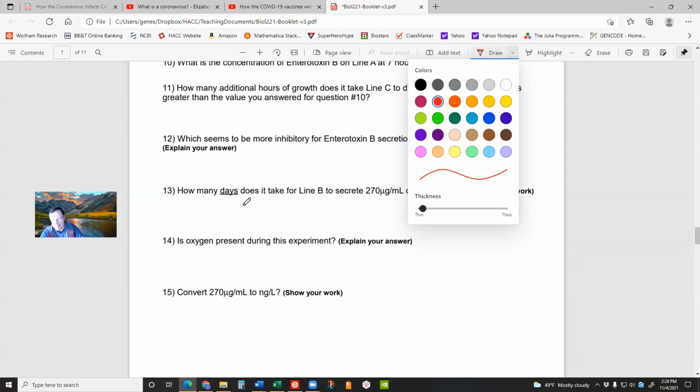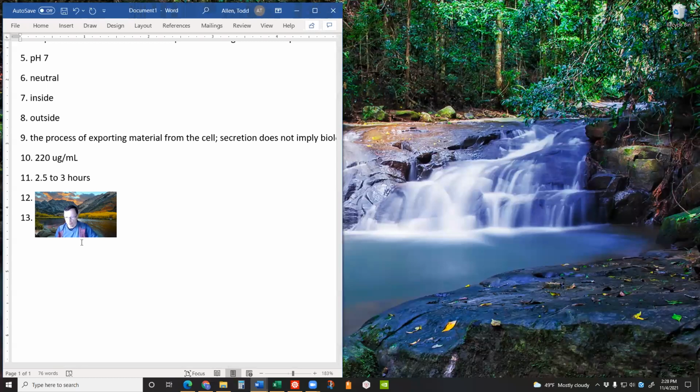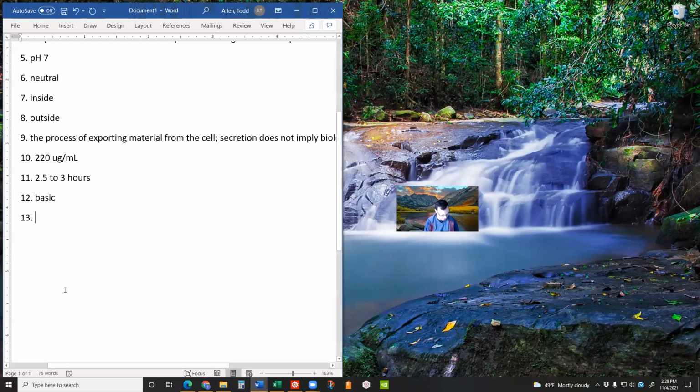So the idea is to take 8 hours and convert it to days. 8 hours times the conversion factor, right? So you're going to have 1 day is 24 hours, right? You can cross out the hours on the diagonal. That's going to leave you with 8 over 24, right? Which is 1/3 of a day. Okay. All right. So number 13 is 1/3 of a day.